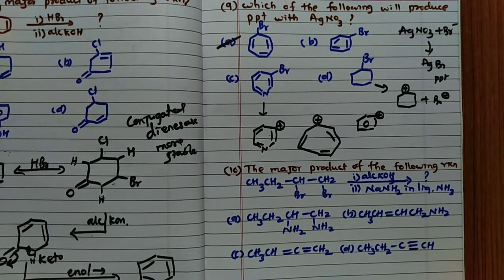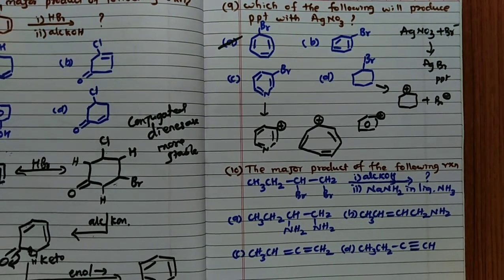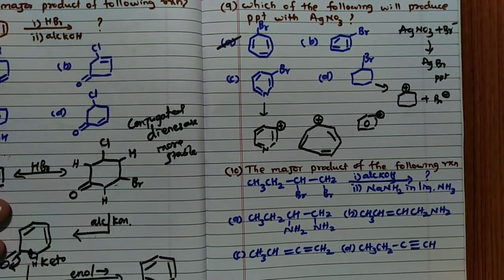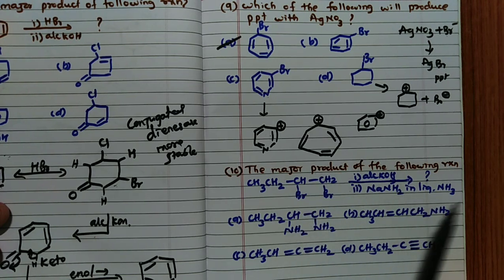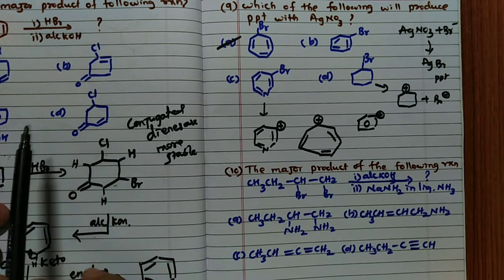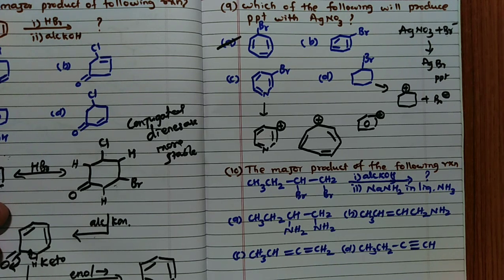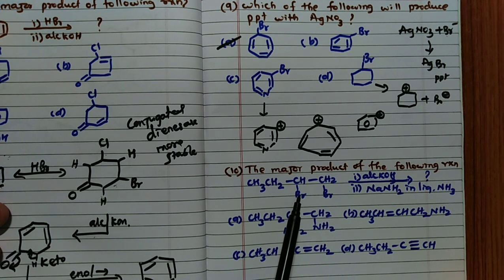Now the 10th question, last question. The major product of the following reaction is. Once again here you can see alcoholic KOH is there, NaNH2 and liquid NH3 is there. Let me make one thing clear: alcoholic KOH and NaNH2 with liquid NH3 are both very good dehydrohalogenating agents. In the hydrocarbon chapter I have explained that. Now we will see, just imagine this Br and this Br is there, correct?